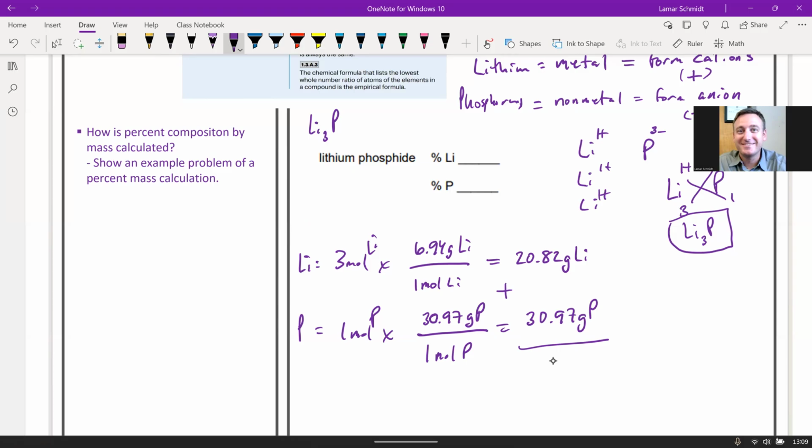Say again? Anyone disagree? Well, we have all these calculators in here. We should have agreement. I agree with you, but we're all good? 51.79. Okay, well, there you go. Lithium phosphide. Are we in agreement?